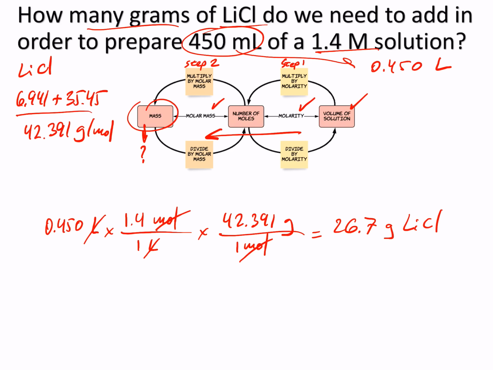Based on your data, this most likely has to be reported as 27, because 2 significant figures is the smallest number of significant figures that you have there. Okay, 27 grams of lithium chloride. So this is how you use molarity in calculations. The next step is to use dilutions, but that's going to be a different puzzle.